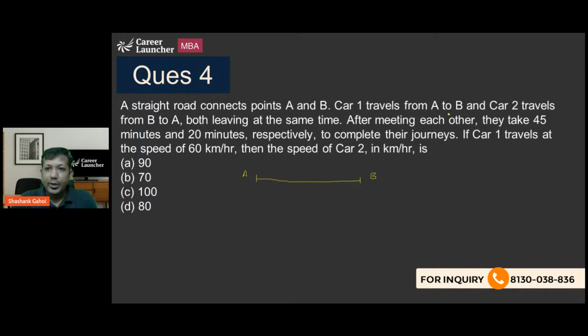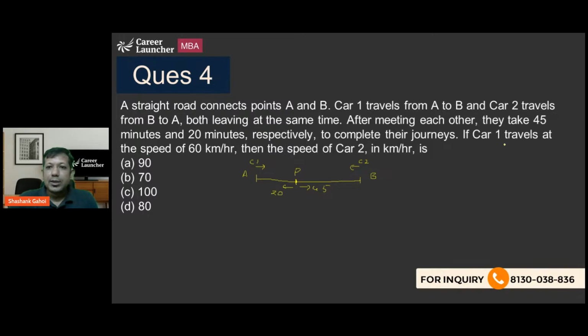Car 1 travels from A to B, car 2 travels from B to A. Both leave at the same time. So this is car 1, this is car 2. After meeting each other, they take 45 and 20 minutes respectively. Let's say they meet at point P. After point P, car 1 takes 45 minutes. After meeting here, car 2 takes 20 minutes to reach this point.